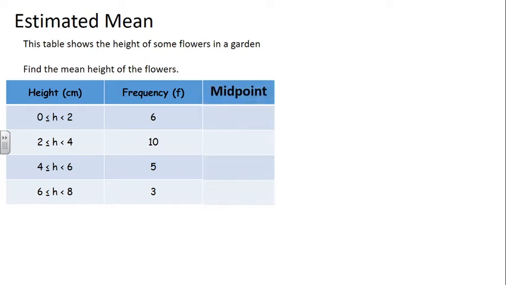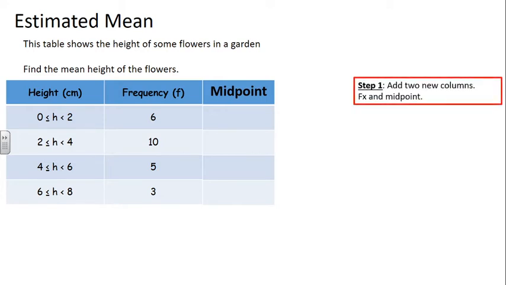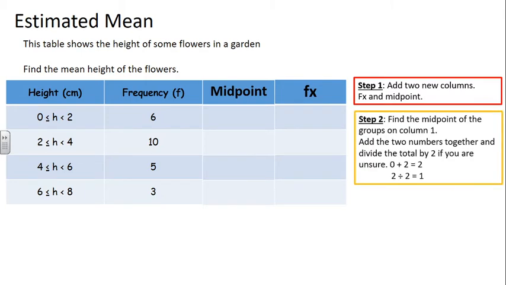So, step 1 is you need to add in a midpoint and your FX column. So the FX comes in from our mean from before. Remember, that just means frequency multiplied by whatever we're looking at, which today is the height. We have to have the midpoint in there because we don't know the heights, as we said before, so we find the middle of the two.